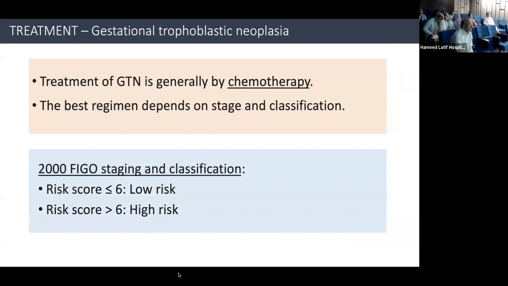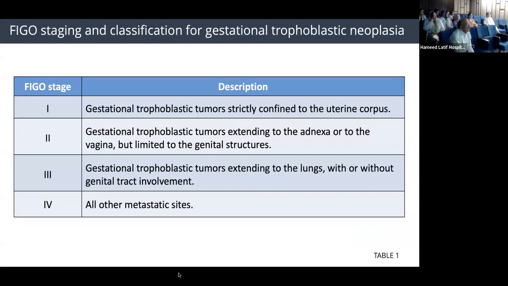Best regime depends on stage and classification. There is a FIGO score according to 2000. Less than 6 is a low score, 6 or more is high. There are 4 stages. If the disease is restricted only to the uterus, it is stage 1. If it is restricted only to the reproductive tract within the genital structures, that's stage 2. If it extends only to the lungs, nowhere else, it is stage 3. If it is in other places, like liver or brain, then it will be stage 4.